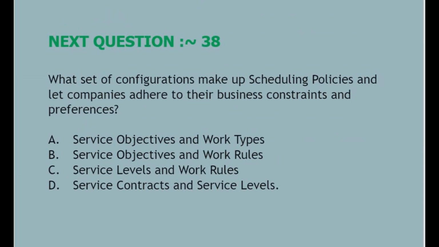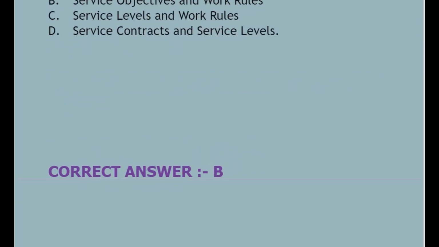Question is, what set of configurations make up scheduling policies and let companies adhere to their business constraints and preferences? Option A, service objectives and work types. Option B, service objectives and work rules. Option C, service levels and work rules. Option D, service contracts and service levels. Correct answer is option D.